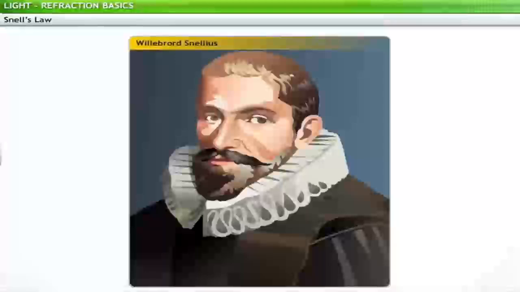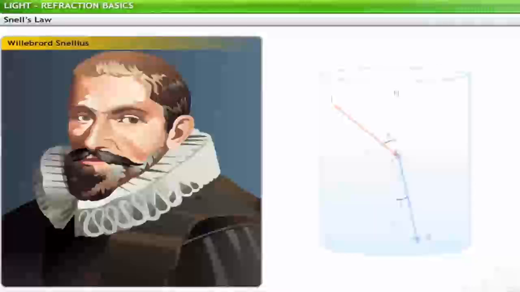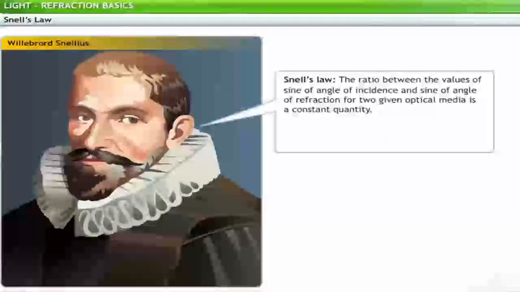It is difficult to determine the velocity of light in each medium. Therefore, another method of determining refractive index of media was needed. Wilbrord Snellius, a Dutch mathematician, discovered the relationship between the angle of incidence and the angle of refraction for two given optical media. On the basis of this knowledge, he proposed a law to measure the refractive index of a material. This law is known as Snell's law. According to Snell's law, the ratio between the values of the sine of the angle of incidence and the sine of the angle of refraction for two given optical media is a constant quantity.